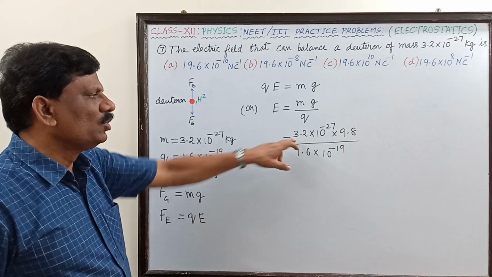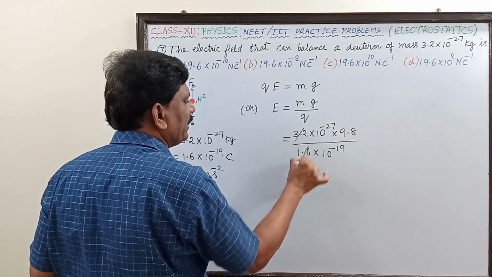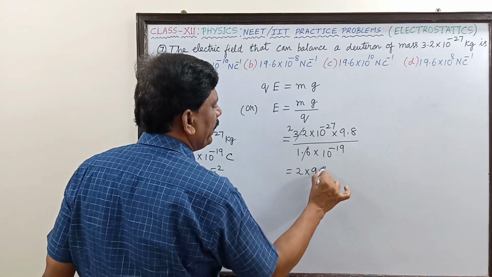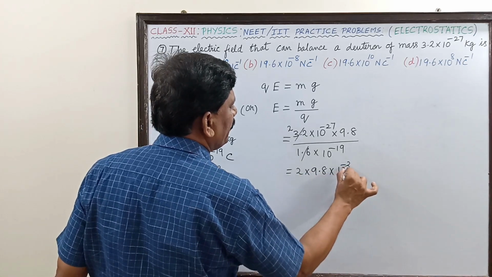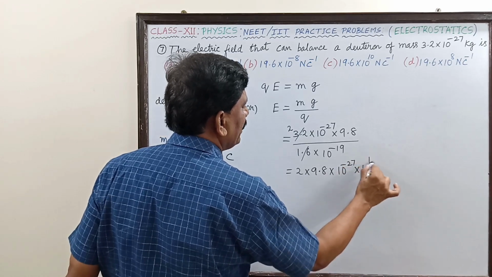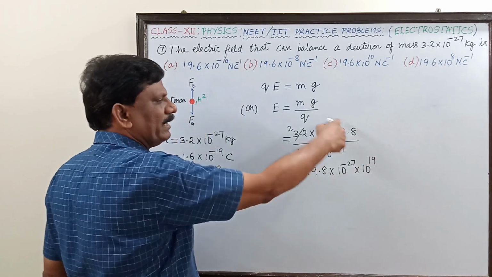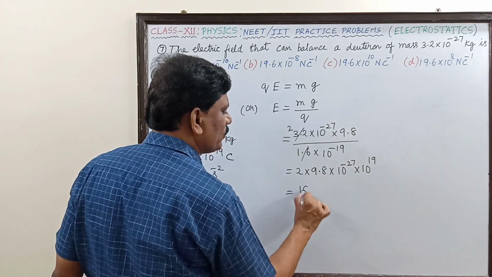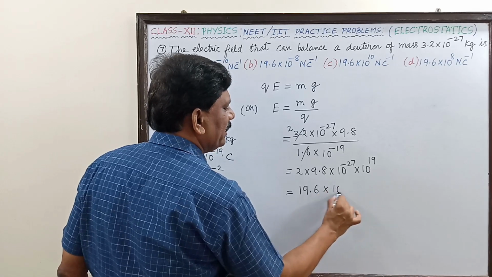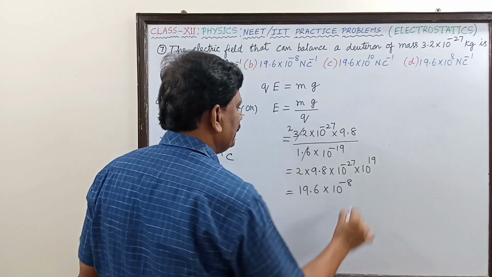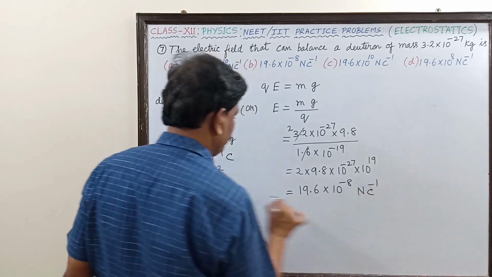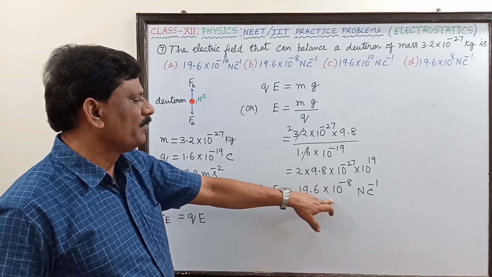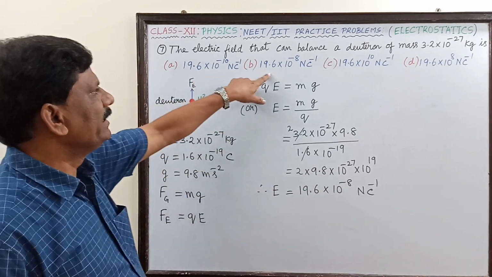Now 1.6 into 2 is 3.2, so this can be cancelled 2 times. So this is 2 into 9.8 into 10^-27 into 10^+19. So the denominator's minus 19 will become plus 19 in the numerator. So that 2 into 9.8 is what? 19.6 × 10^-8 Newton per coulomb. So we have got a value for the electric field as 19.6 × 10^-8.